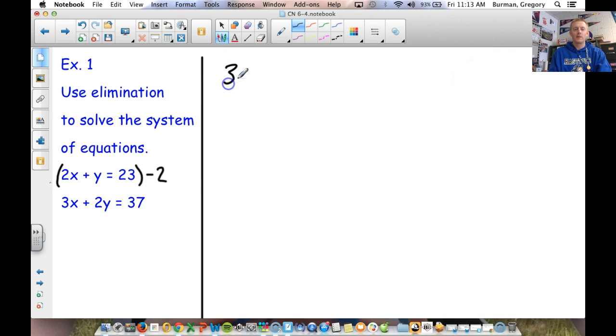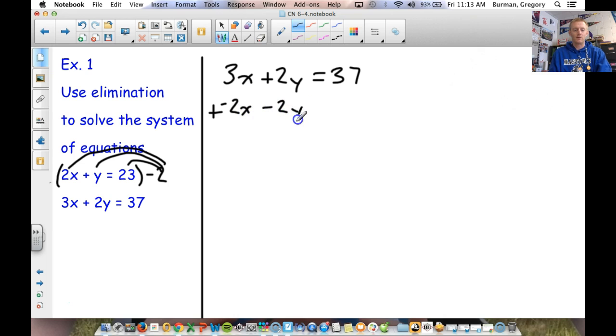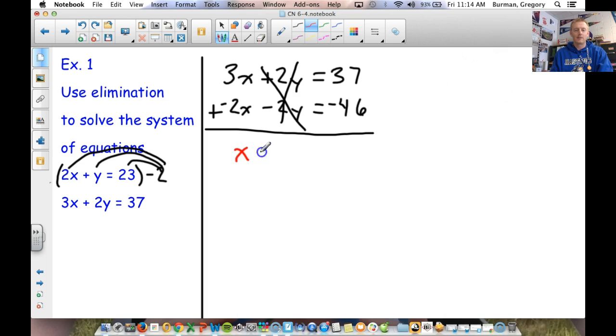We're going to have 3x plus 2y equals 37, and I'm going to then write down the answer to the distribution of the negative 2 to all three terms in the equation. So this becomes a negative 4x, a negative 2y, and a negative 46. Now if we add these like we discussed, my two y's are going to cancel, and I'm going to be left with x is equal to negative 9. Is that correct? A negative 9.